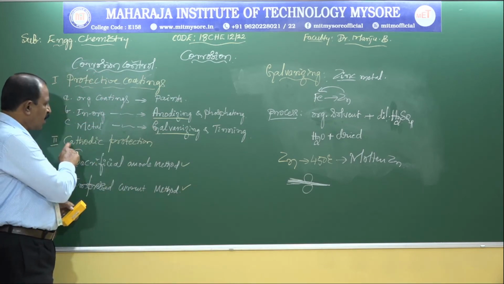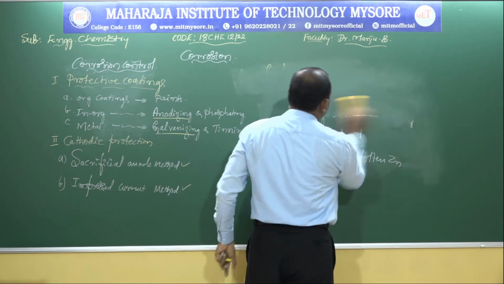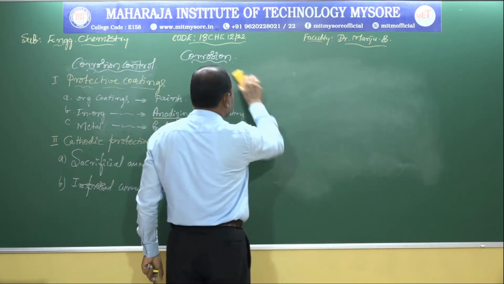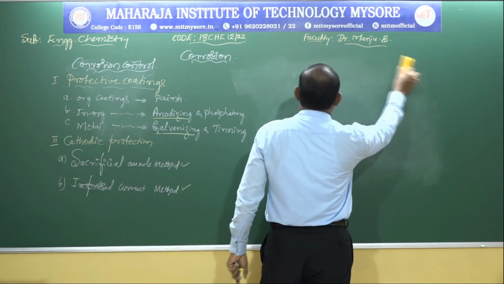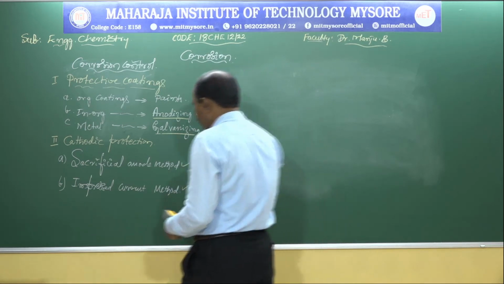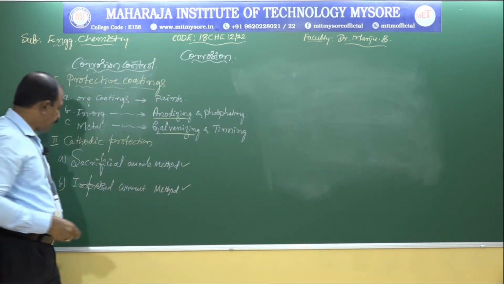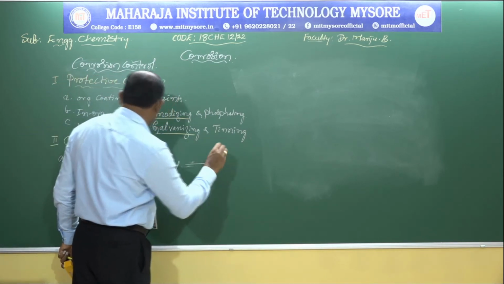Then I go for cathodic protection. Cathodic protection may be asked in the examination as what is meant by cathodic protection. You should write the definition of cathodic protection, and then explain the sacrificial anode method and the impressed current technique. Now I take up the first one, the sacrificial anode method.